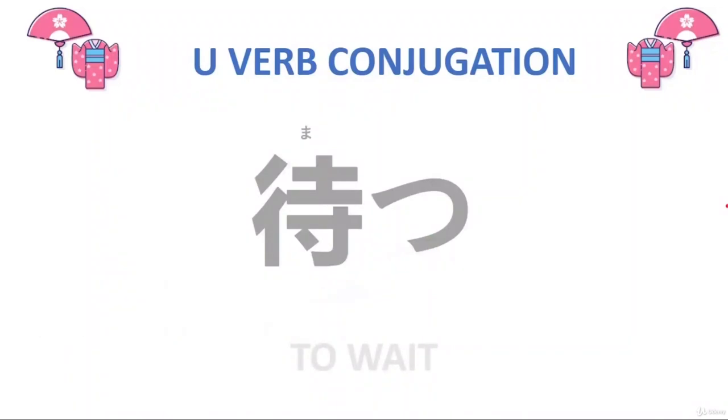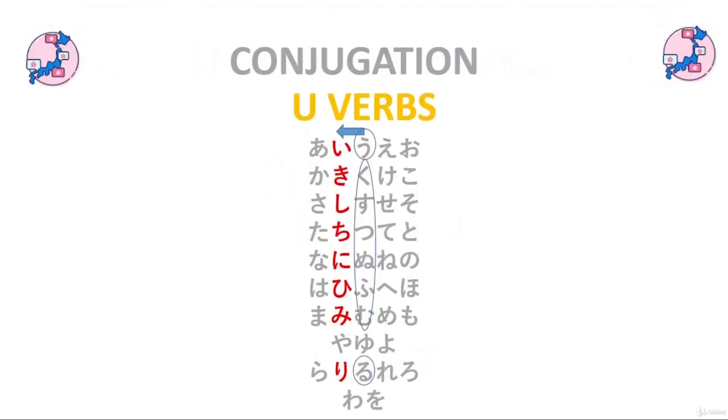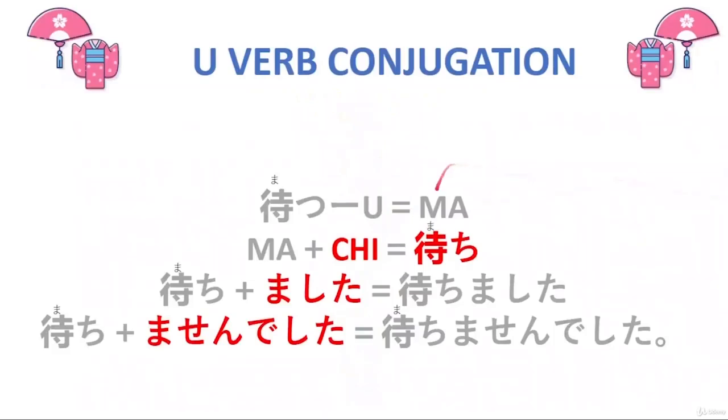Another u verb, matsu, to wait. So tsu will change into chi. Let's take a look. So from matsu, we turn into machi. So to machi, for past affirmative, we will add mashita. So we will have machimashita, waited. And for negative, machimasen deshita, didn't wait.